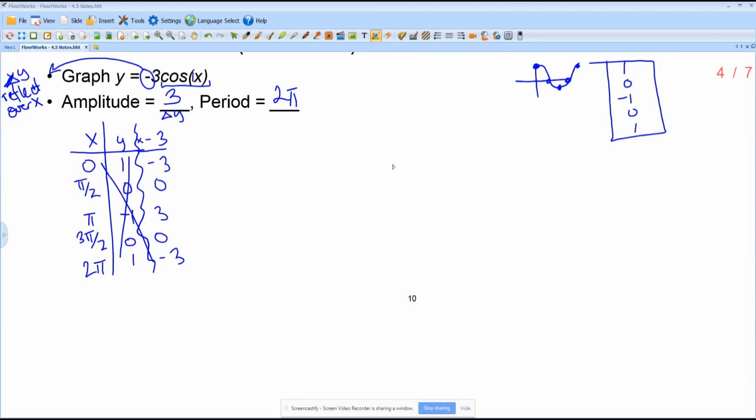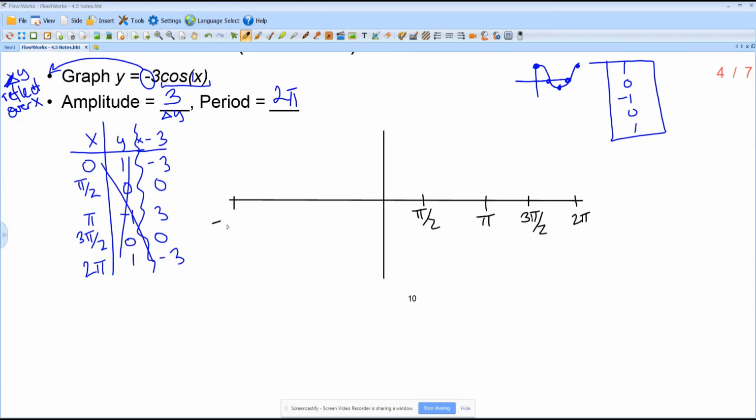So let's draw ourselves an axis. We are doing 2 full periods. So this period starts at 0 and ends at 2 pi. And I shouldn't have made this one actually a point. So this will be pi, 3 pi halves, pi halves, -2 pi, -3 pi halves, -pi, and -pi halves. This is going as low as -3 and as high as +3.